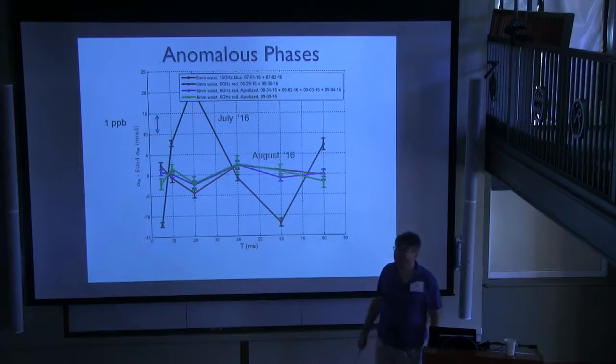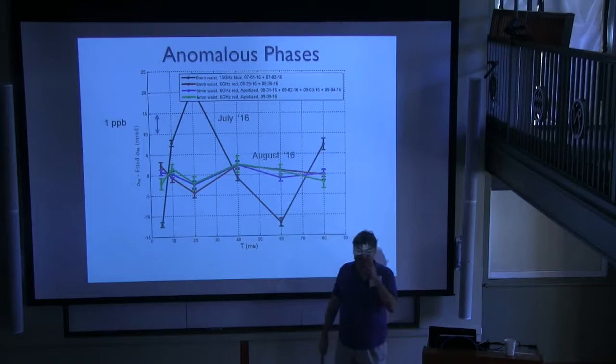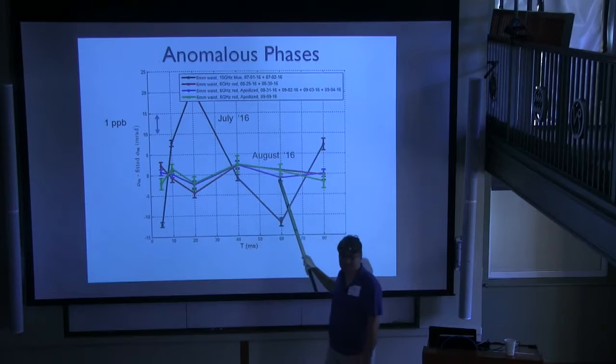We've run Monte Carlos with this systematic. The Monte Carlos assume that we have no idea what the anomaly is, so we don't even know that it has this structure, but it has this magnitude. And what error bar do we get from that? It's about 0.1 part per billion, a little better than that.